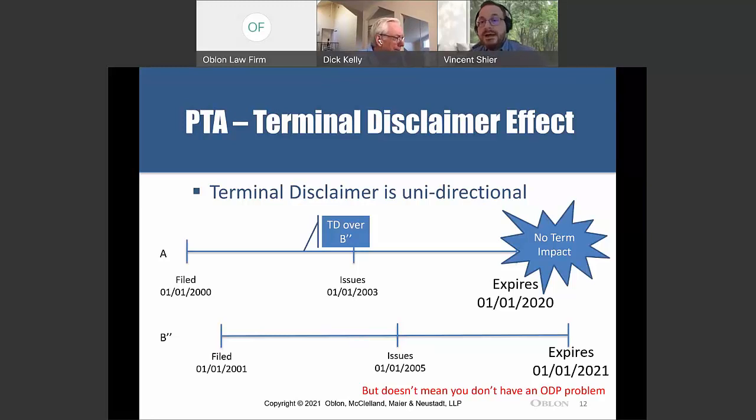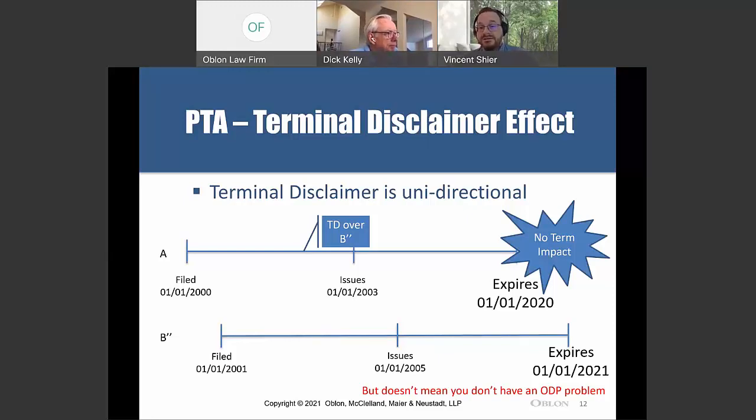Vince? Yeah, that is a very good point. And it definitely is a situation that we now have to deal with. As we note here, you may still have a double patenting problem. Double patenting is a judicially created doctrine. Terminal disclaimer is part of the statute, so is patent term. So as Dick mentioned, with double patenting, we're talking about a judicial doctrine, and we're talking about internal office practice in terms of the requirements for disclaimers.